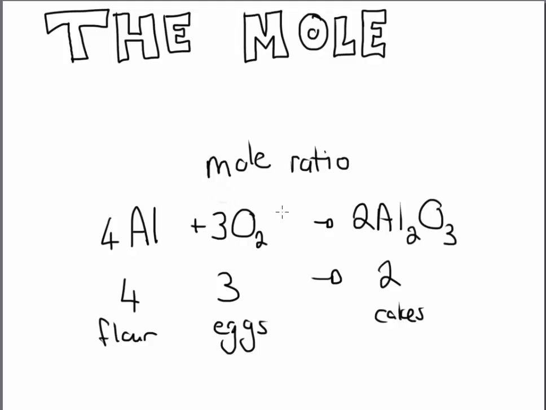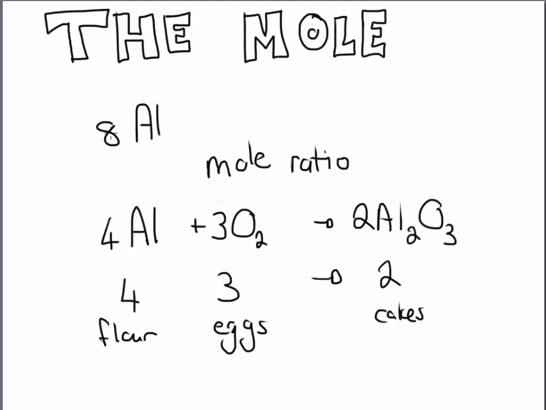This mole ratio is very important. It doesn't mean that we have 4 aluminiums or 3 oxygens. It just tells me in which ratio they are going to react with each other. So let's say, for example, that we have 8 moles of aluminium. We want to figure out how many moles of oxygen we need to form aluminium oxide, and how many moles of aluminium oxide will then form.